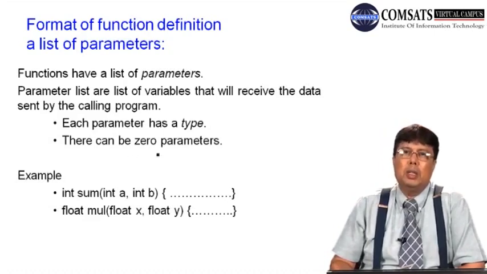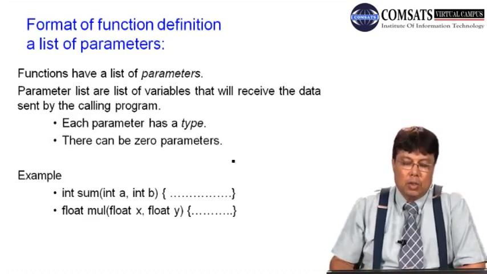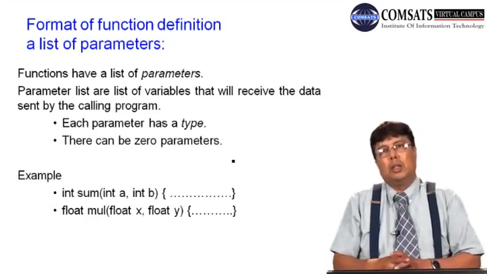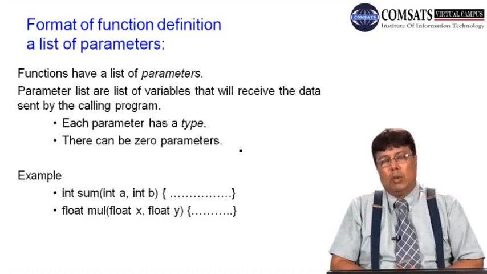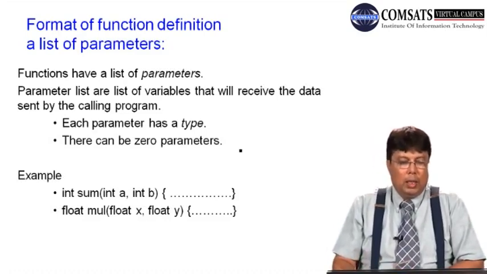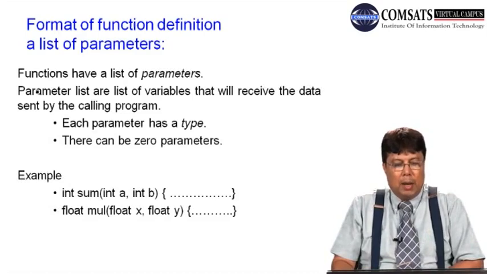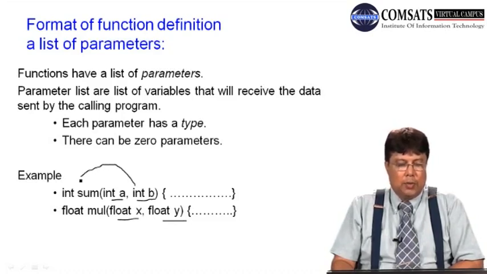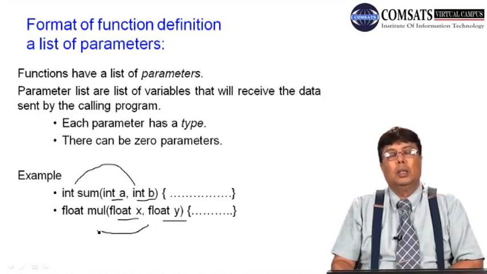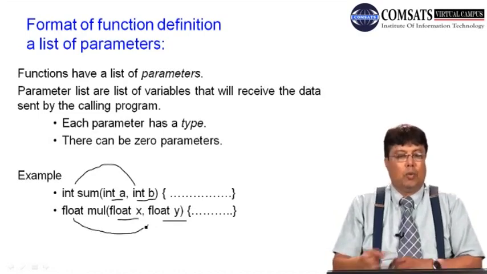And there can be no parameters, like we saw in main. So if there is no parameter, then you can simply use parentheses. Don't specify any variable name, or maybe you can use void there. So in the first function there are two parameters which are passed, integer a and integer b, and in the next the parameters are float x and float y. This function returns an integer value, whereas this function returns a float value. Okay, let's move further.